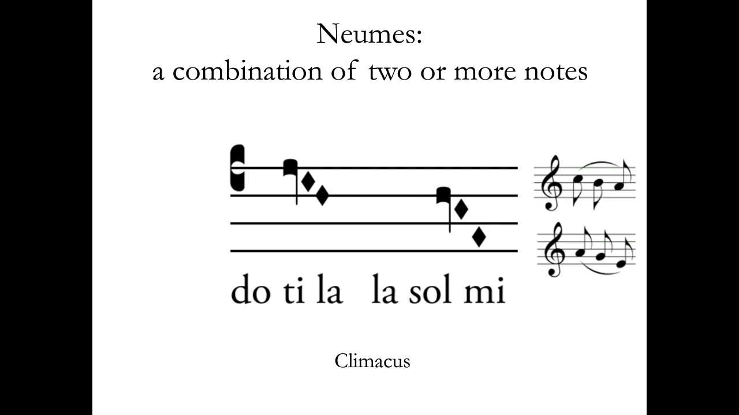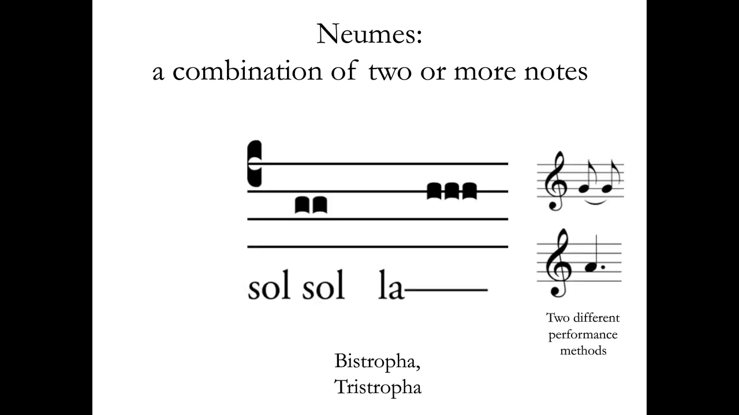This next one is a combination of two or three pitches, and there are a couple of different ways and thoughts about how to perform this. The bistropha obviously has two pitches, and the tristropha has three. You'll notice that they're on the same pitch. Two different schools of thought in how to sing this. You can rearticulate lightly each one, or you can just hold it all the way through.